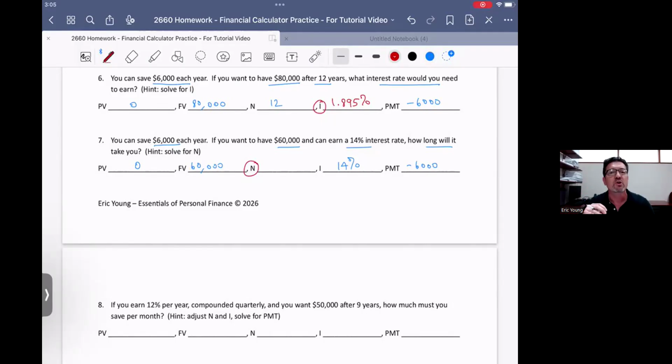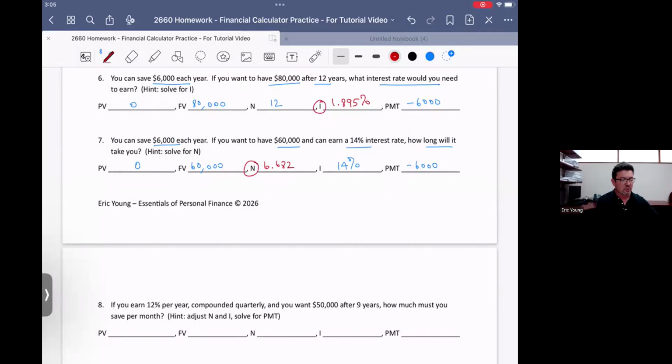Remember, money flows through time, and getting from here to there can be achieved in a lot of different combinations of N and I. If you're given one, maybe N or maybe I, you can solve the other. So in this case, we would say, all right, if I put $6,000 a year, every year at 14%, how long will it take me to get to $60,000? Scavenger hunt. Plug them in, and you will get 6.682 years. So that would be just over 6.5 years.